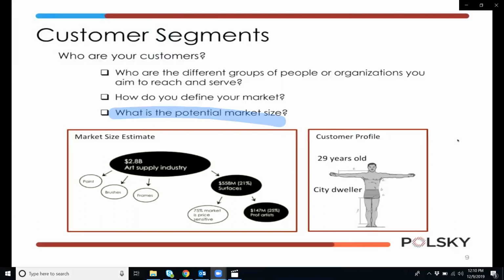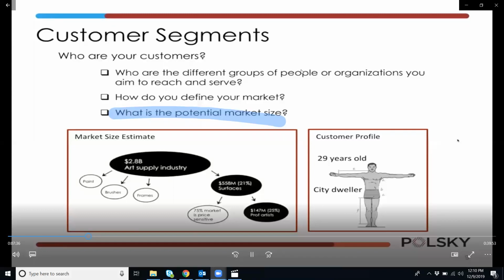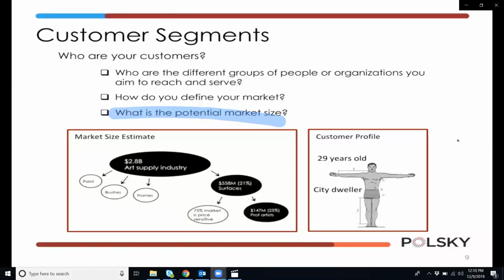And so this is a company that's offering a new type of painting surface. Surfaces are 21% of the art supply industry. They're looking at the 25% of that market that is price insensitive professional artists, the $147 million segment of that market. Customer profile, this is where you begin, right? So here's the entire market, here's where we're going to begin.